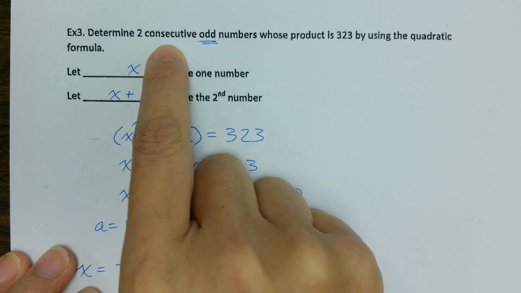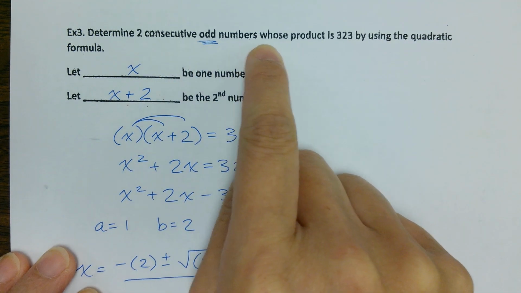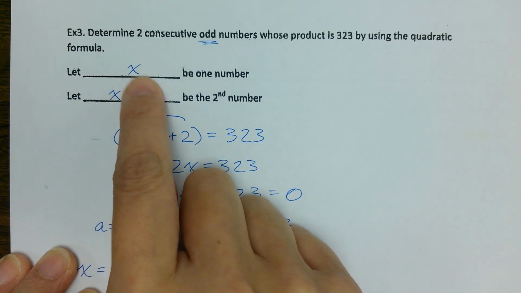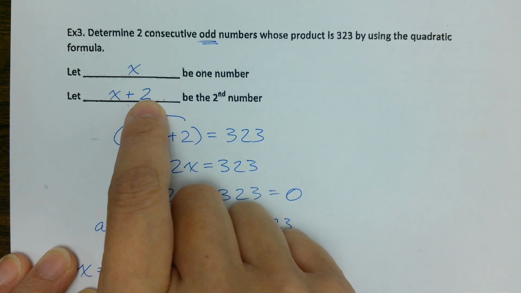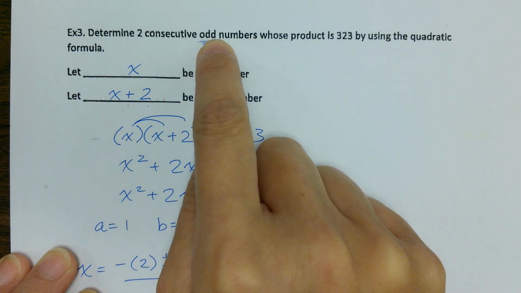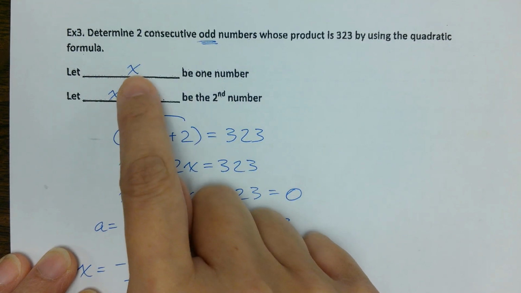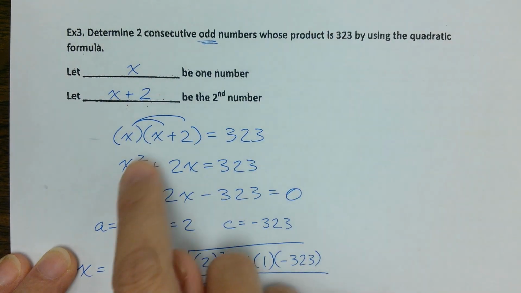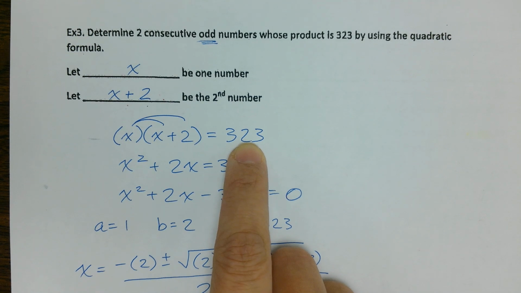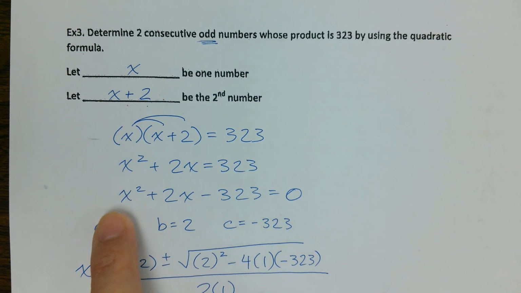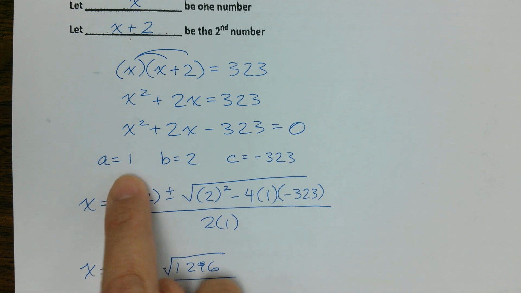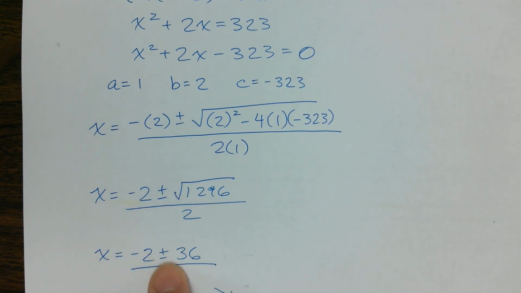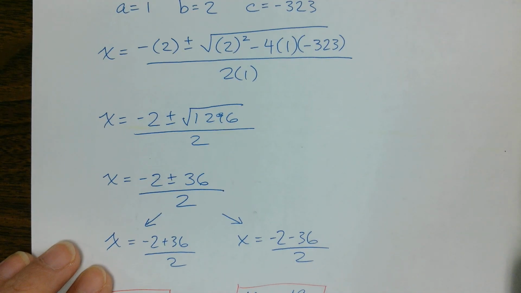Example 3 right here. Determine 2 consecutive odd numbers whose product is 323 by using the quadratic formula. So if I let x be one number, the second one would be x plus 2 because it's odd. If it was just consecutive, it would be x and x plus 1. Okay, so product means multiply. So I have this equals 323. Move that over. Now that I have it in standard form, I can do a, b, and c. Substitute it into the quadratic formula and solve.